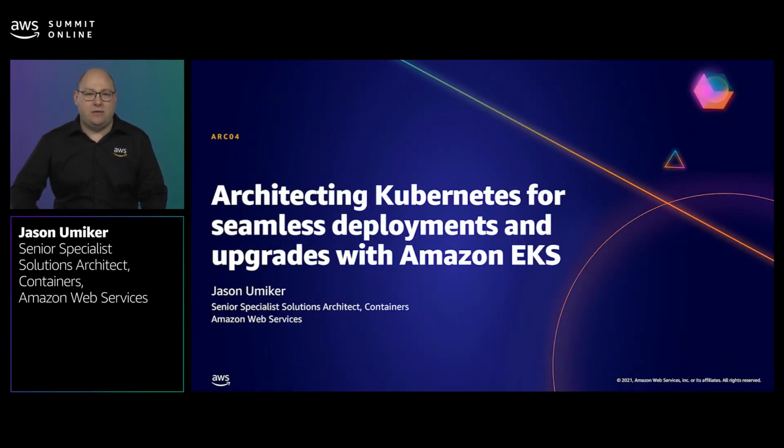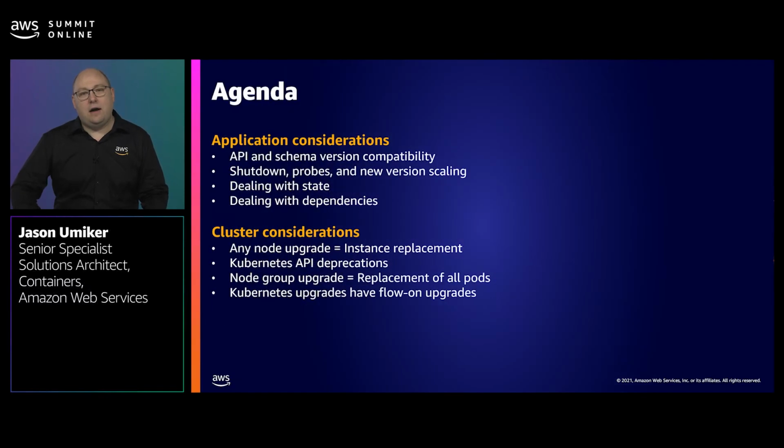This is a 300-level session that, in the interest of time, assumes some basic knowledge about AWS, containers, and Kubernetes. Our agenda for today is that we'll start with how best to architect applications to allow for a seamless deployment experience on top of Kubernetes. Then, we'll cover how to upgrade a running EKS cluster in place with a new machine image for your worker nodes, a new major version of Kubernetes, or both.